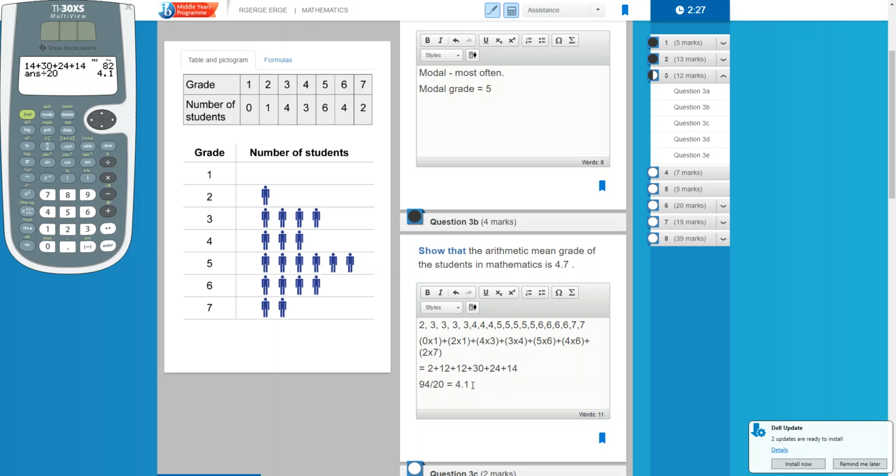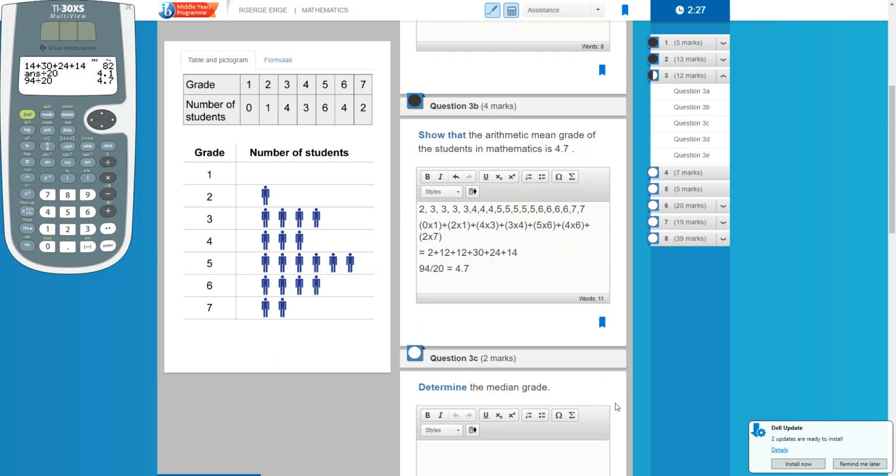Good thing about this is when you're doing it, it's showing you what the answer is. So if you put it in, it's not giving it, then you know you've made a silly mistake. There we go, 4.7. Okay, so it's a frequency table, timesing these together, adding them up, dividing by the total.